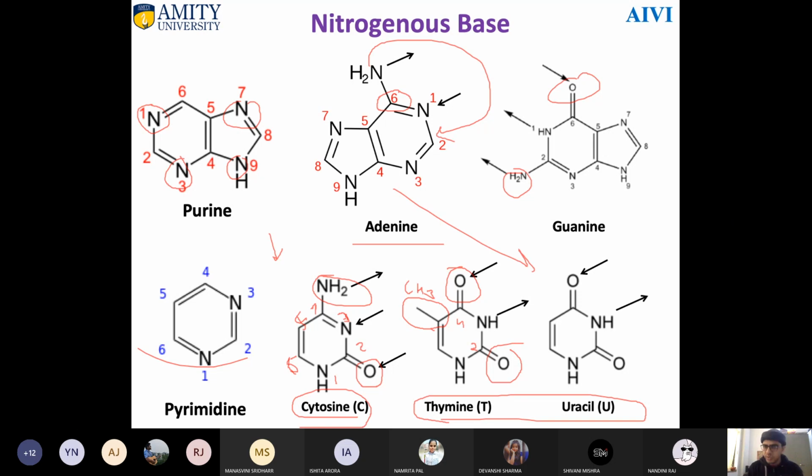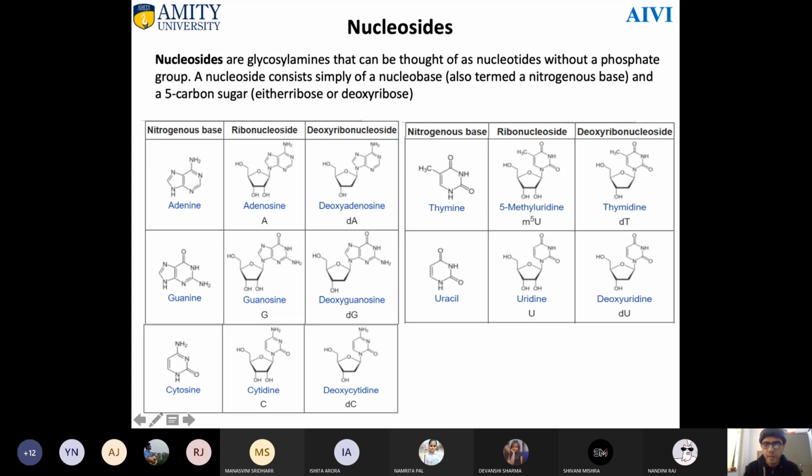If the examiner asks you the structure of these, you have to write. If I ask you the structure of any nucleotide, you have to describe all these structures in your textbook also, in your exam sheet. Then the nucleoside. We mentioned 3 different components: sugar, phosphate, and nitrogenous base.